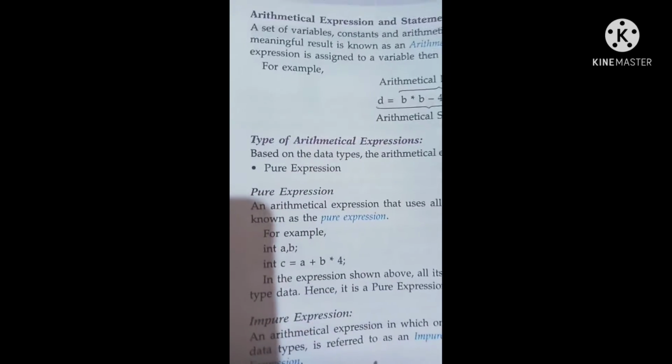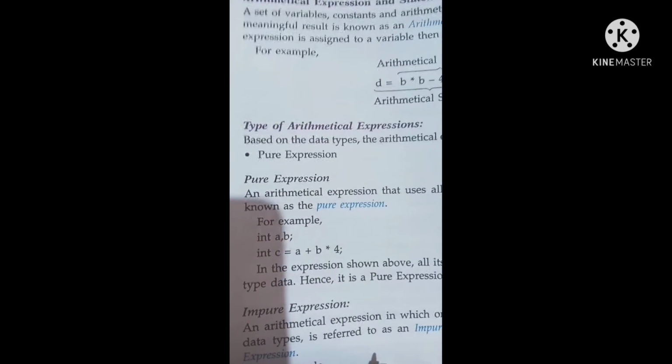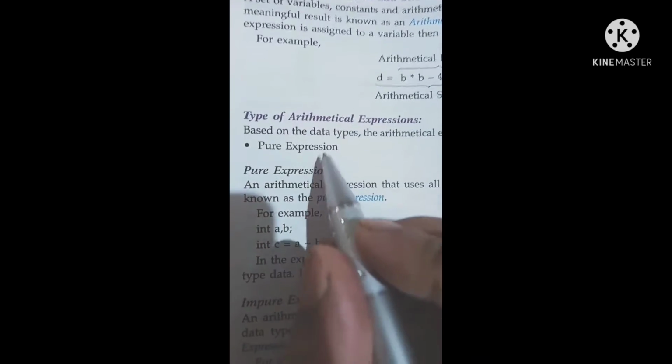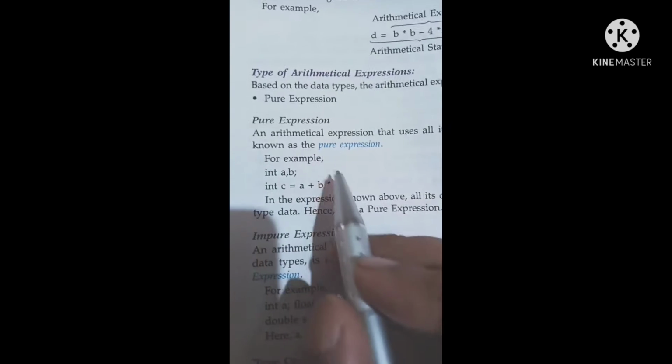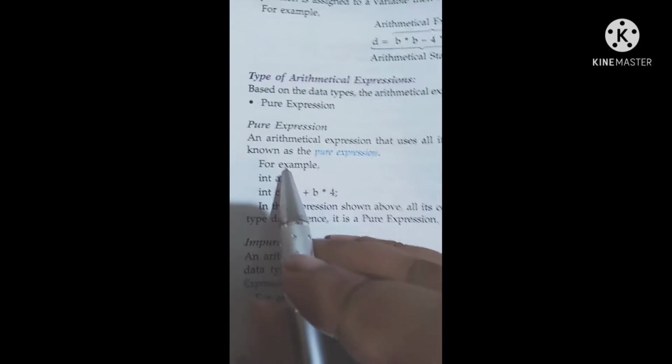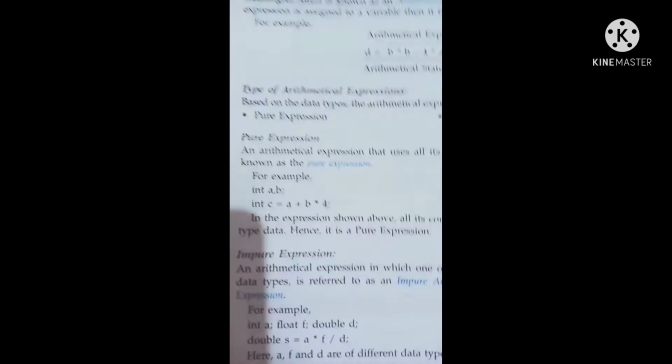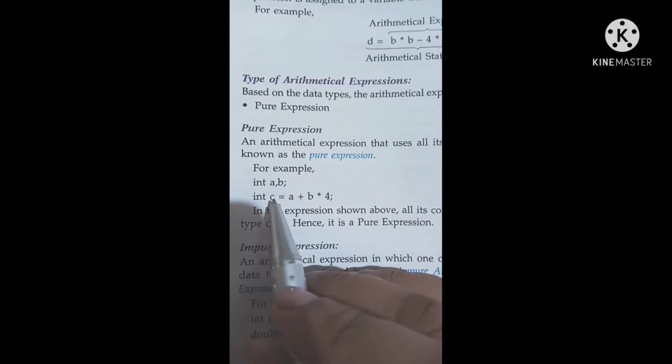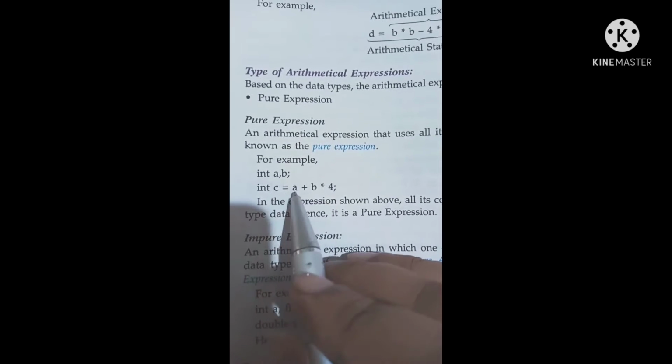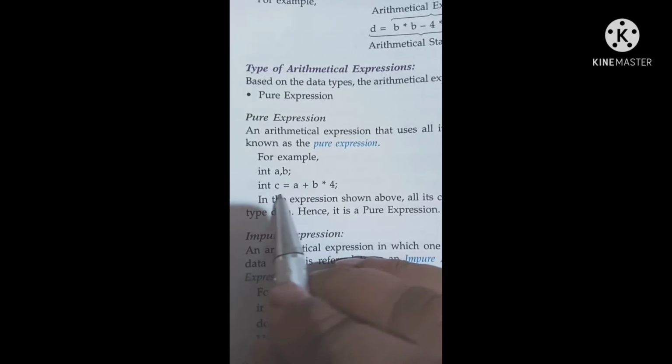So now you understand the types of arithmetical expressions given here. We have two types of arithmetical expression: pure expression and impure expression. First of all, pure expression: an arithmetical expression that uses all its components of the same data type is known as a pure expression. For the pure expression we have int a, b. So int a, b, this is the pure expression. Int c equal to a plus b into 4. So this is the pure expression.